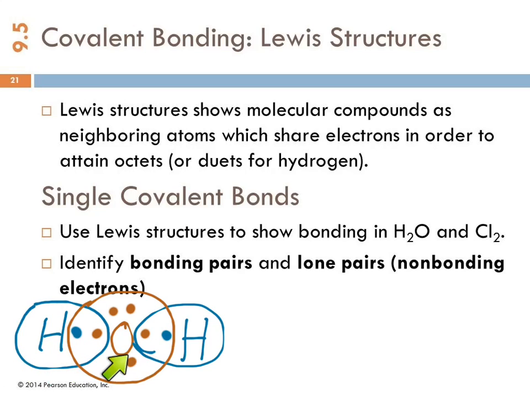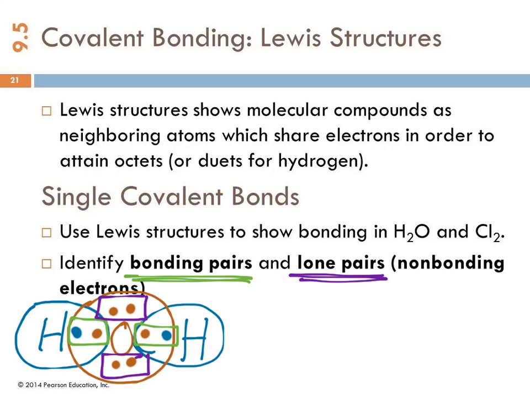And so they've both got octets. So in this structure here, which electrons are bonding pairs? It'd be these guys, the ones that are shared, right? And which ones are not being shared? These 2 and these 2, right? So those are the lone pairs, and the green ones are the bonding pairs. Bonding pairs are electrons that are shared between, and lone pairs are the ones that are not.